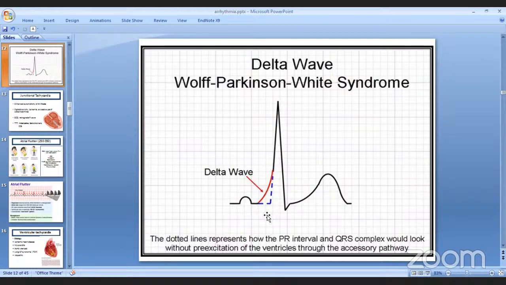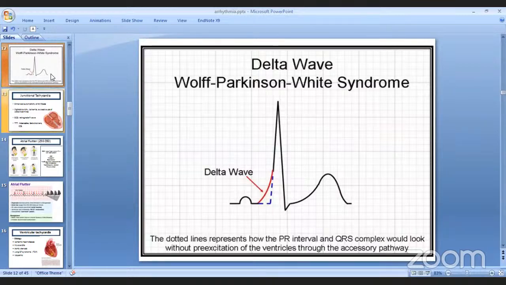तर यहाँ चाहिँ यो वेभको सट्टा के हुन्छ त, डेल्टा वेभ फर्म हुन्छ है. दिस इज डेल्टा वेभ. डेल्टा वेभलाई त हामी अपस्लरिङ अफ क्युआरएस कम्प्लेक्स कि त अपस्लरिङ अफ आर वेभ पनि भन्छौँ है. यसले चाहिँ कन्डक्सन भाया द एबनॉर्मल पाथवे डिनोट गर्छ है. एबनॉर्मल पाथवेलाई हामीले बन्डल अफ केन्ट नाम दिएको थियौँ. दिस डिनोट्स द कन्डक्सन भाया द बन्डल अफ केन्ट. यो चाहिँ नर्मल एभी नोटबाट भएको कन्डक्सन होइन. यो चाहिँ डेल्टा वेभ हो अफ वुल्फ पार्किन्सन व्हाइट सिन्ड्रोम.